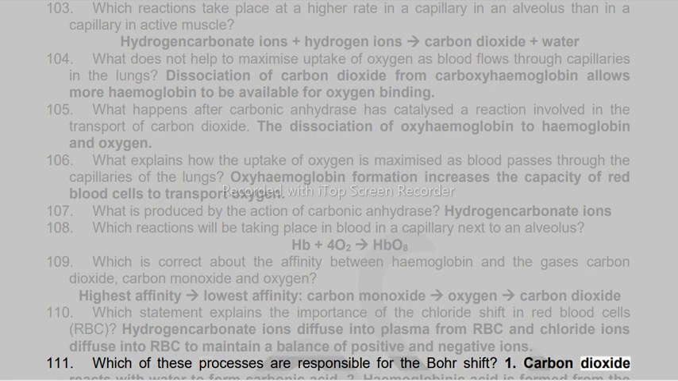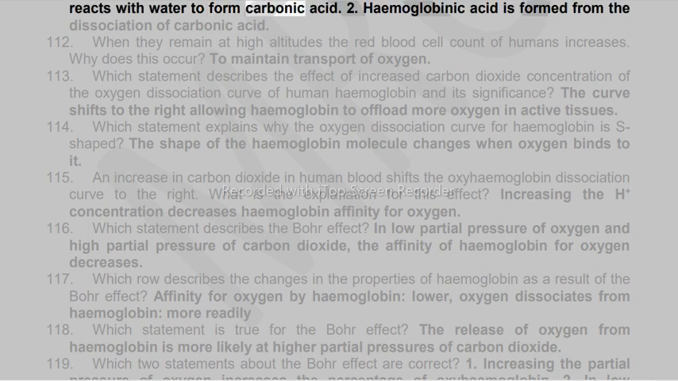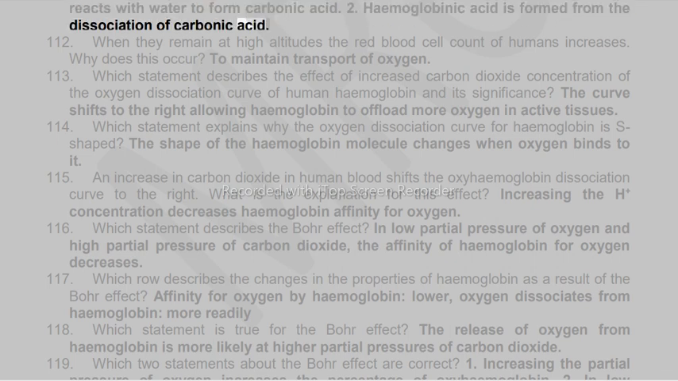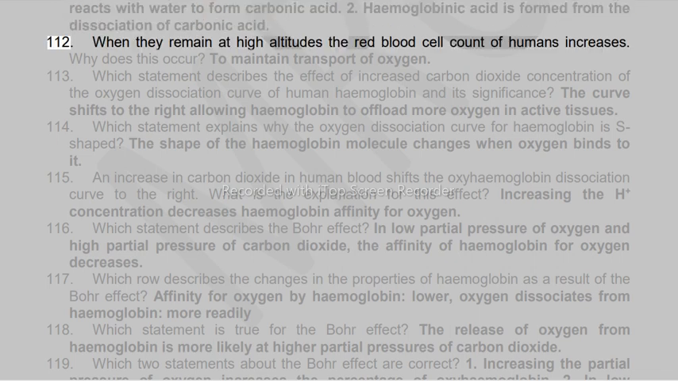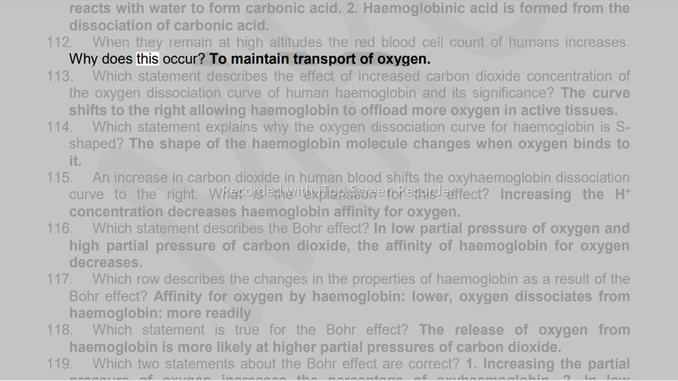1. Carbon dioxide reacts with water to form carbonic acid. 2. Hemoglobinic acid is formed from the dissociation of carbonic acid. 112. When they remain at high altitudes, the red blood cell count of humans increases. Why does this occur? To maintain transport of oxygen.